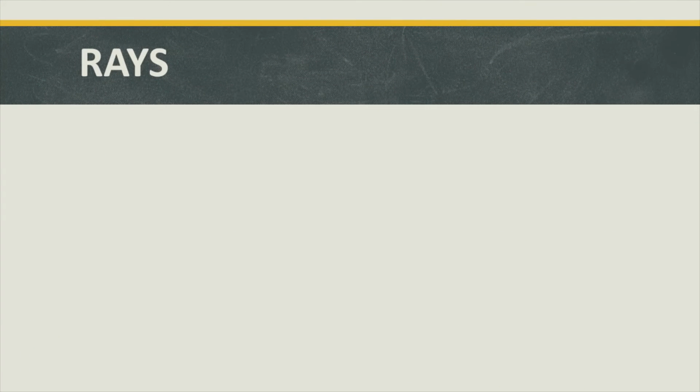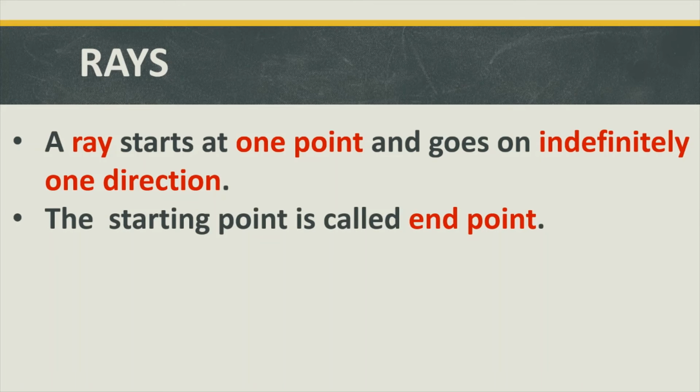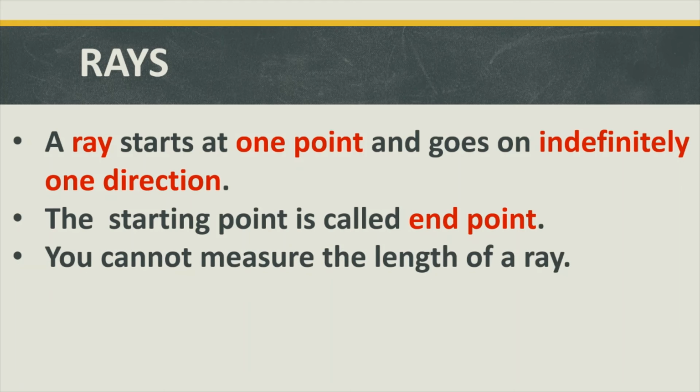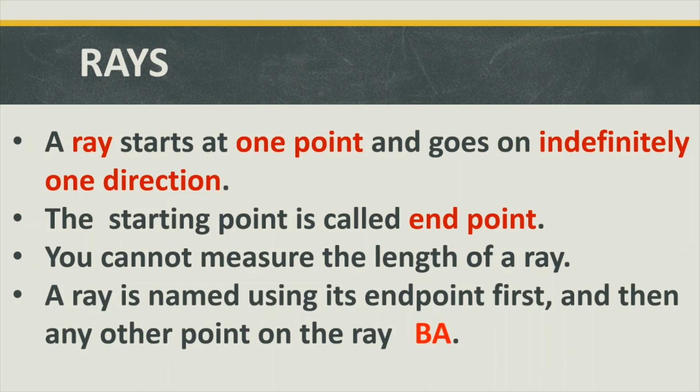Rays. A ray starts at only 1 point and then goes on forever in the other direction. The starting point is called its endpoint. You cannot measure the length of a ray because it goes forever. A ray is named by using its endpoint first, and then any other point on the ray.